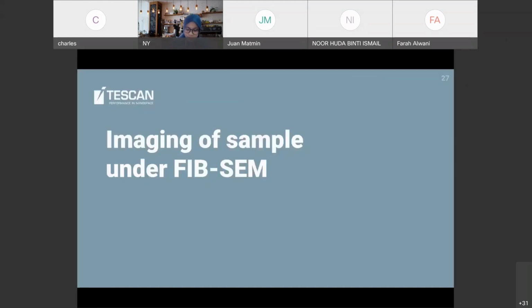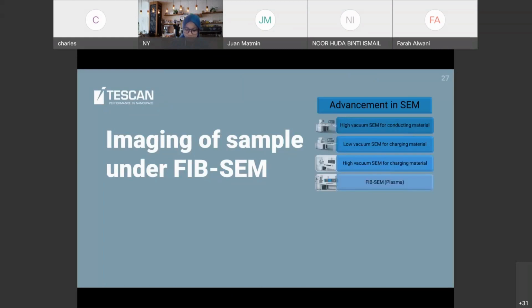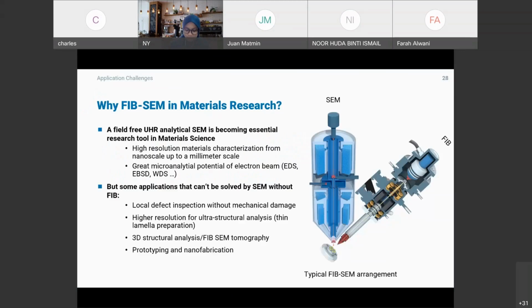Then come to the FIB. I'm not sure, have any of you heard of FIB-SEM before? This is a dual beam system. I call it dual beam because this is the electron column system, the SEM, and this is the focused ion beam system. Can you imagine that you have a tiny sample in nanoscale located in the chamber, and you wish you could manipulate the sample, trim it down further, mill your sample, and remove the surface of the sample layer by layer?